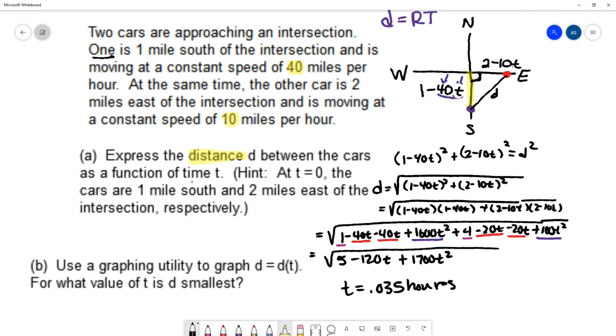Which makes a lot of sense to me because we are relatively close to the intersection already. So these two cars are going to get close to each other very quickly. So the minimum occurs, the smallest distance occurs 0.035 hours from this initial moment when we have the car south being 1 mile south and the car east being 2 miles east.